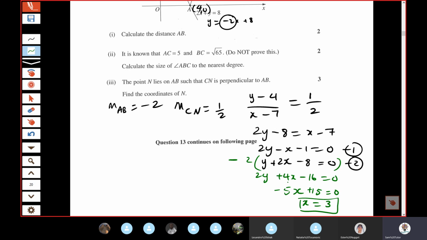Sub it back into any of your three equations. So I'm just going to sub it into the first one. 2y, take away 3, take away 1, minus 4, 2, positive 2. X is 3, y is 2.